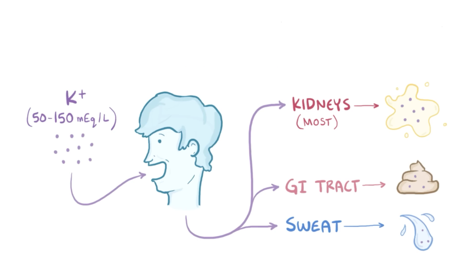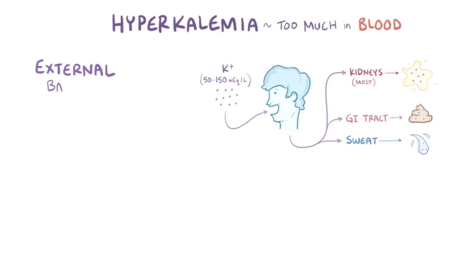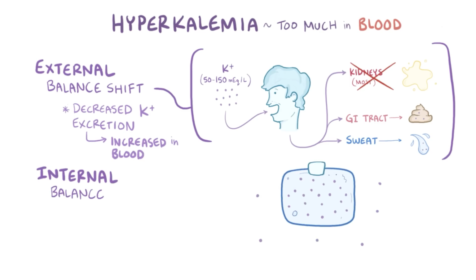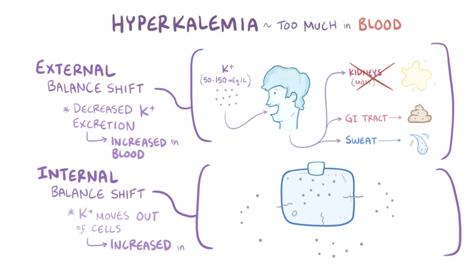So, in order for there to be too much potassium in the blood, or hyperkalemia, there are two possibilities. The first is an external balance shift, which is most often caused by a decrease in potassium excretion in the kidneys, which raises the level of potassium in the blood. The second is an internal balance shift, where potassium moves out of cells and into the interstitium and blood.